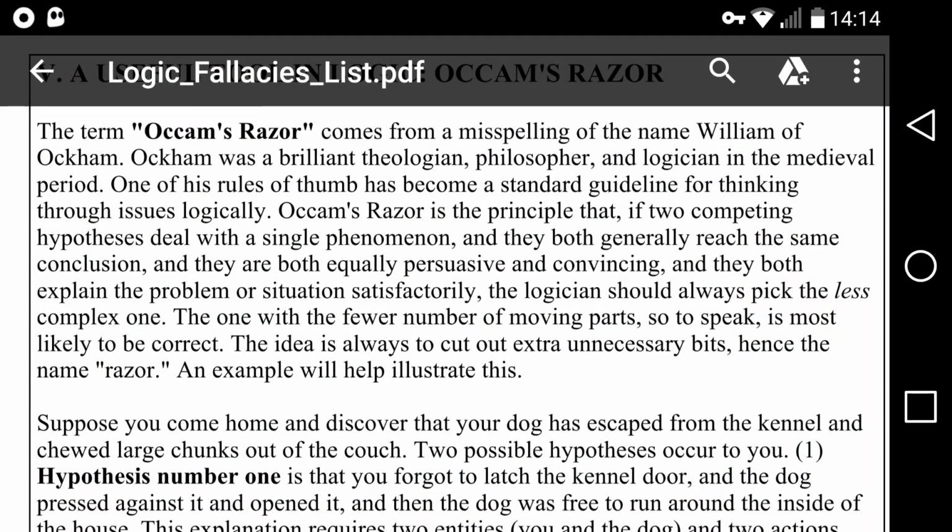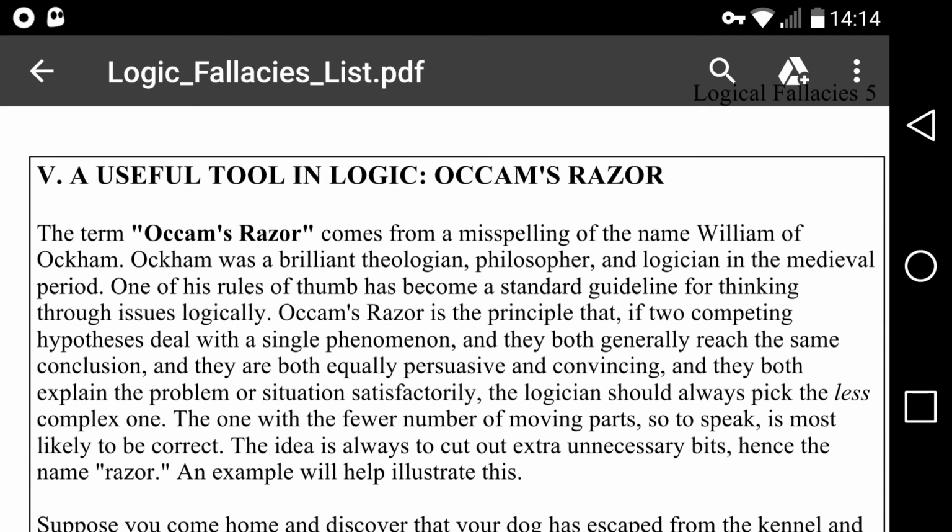Another quick one on logical fallacies. This one's to do with Occam's razor. A useful tool in logic, Occam's razor. The term Occam's razor comes from a misspelling of the name William of Ockham.